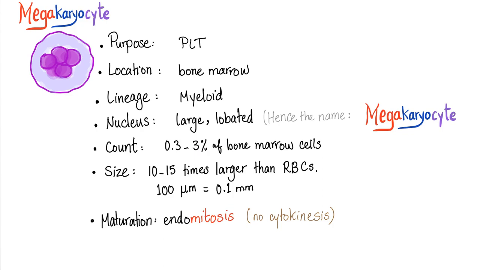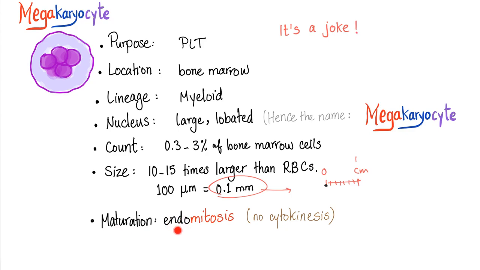Count: in the bone marrow biopsy, they constitute between 0.3 and 3% of the bone marrow. Size: 10 to 15 times larger than red blood cells. Huge. They can be as big as 100 micrometers, which equals 0.1 millimeter. If you look at your ruler from 5th grade, between 0 and 1 centimeter you have 10 millimeters. 0.1 is like this, so theoretically you can see it by the naked eye. Next time you go to dinner, pay attention to those megakaryocytes because they're everywhere.